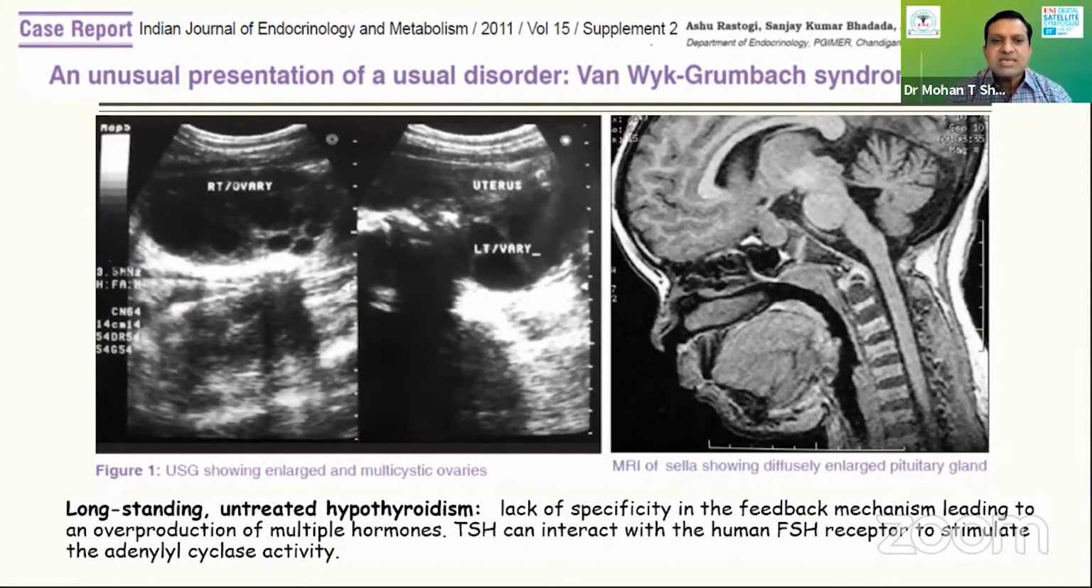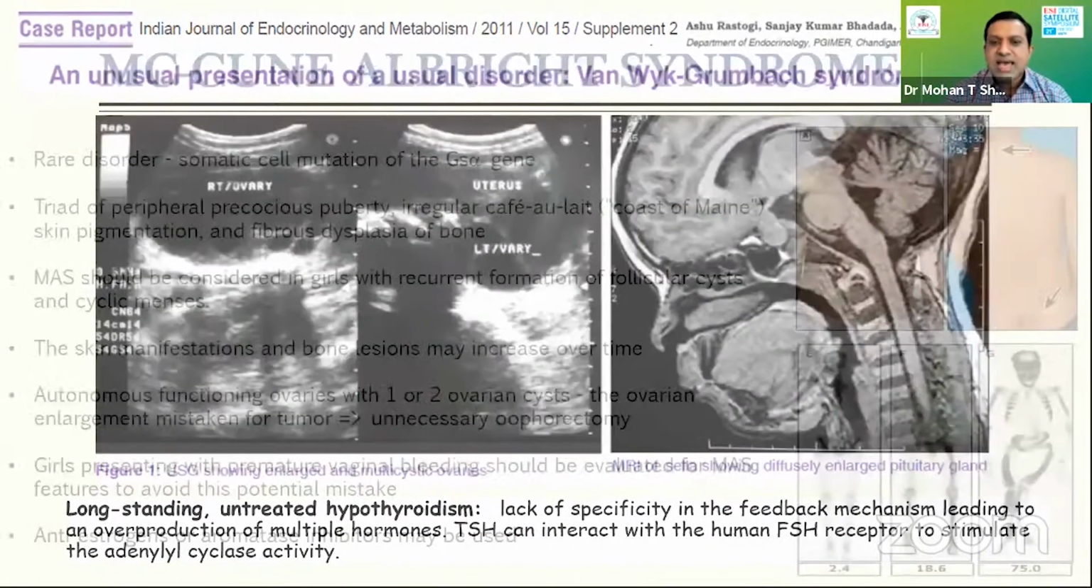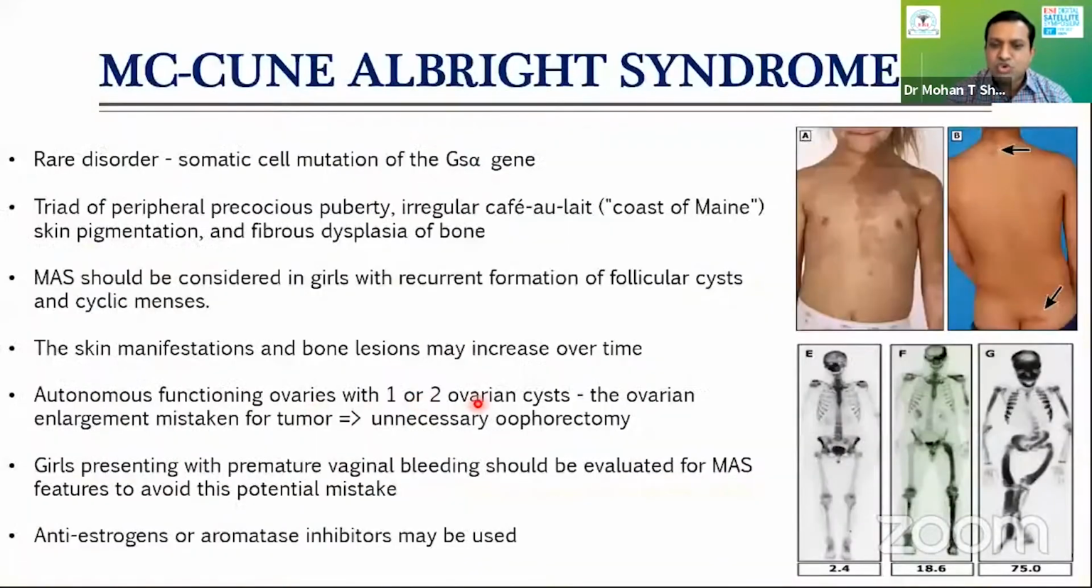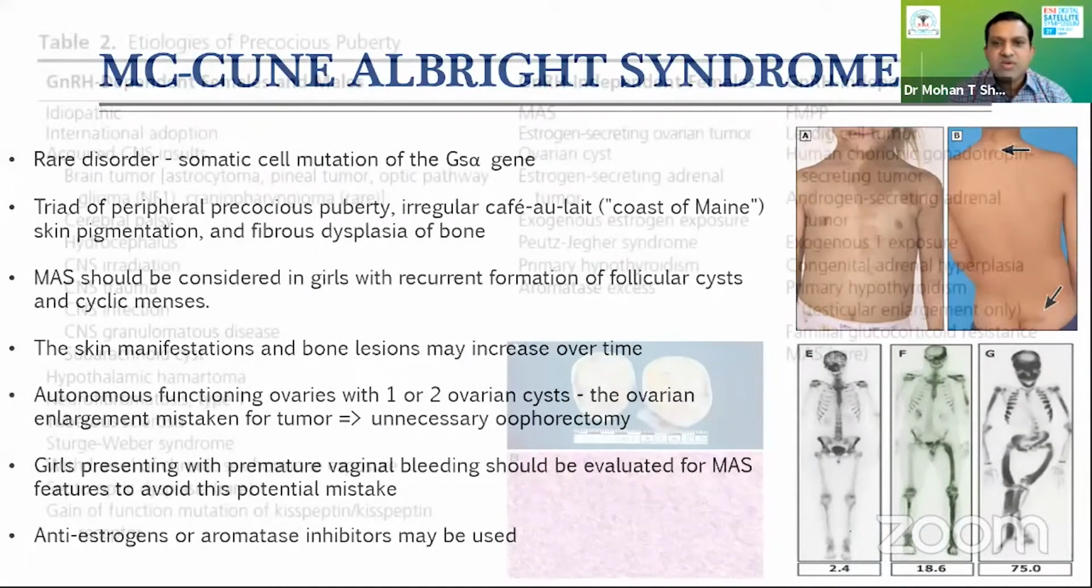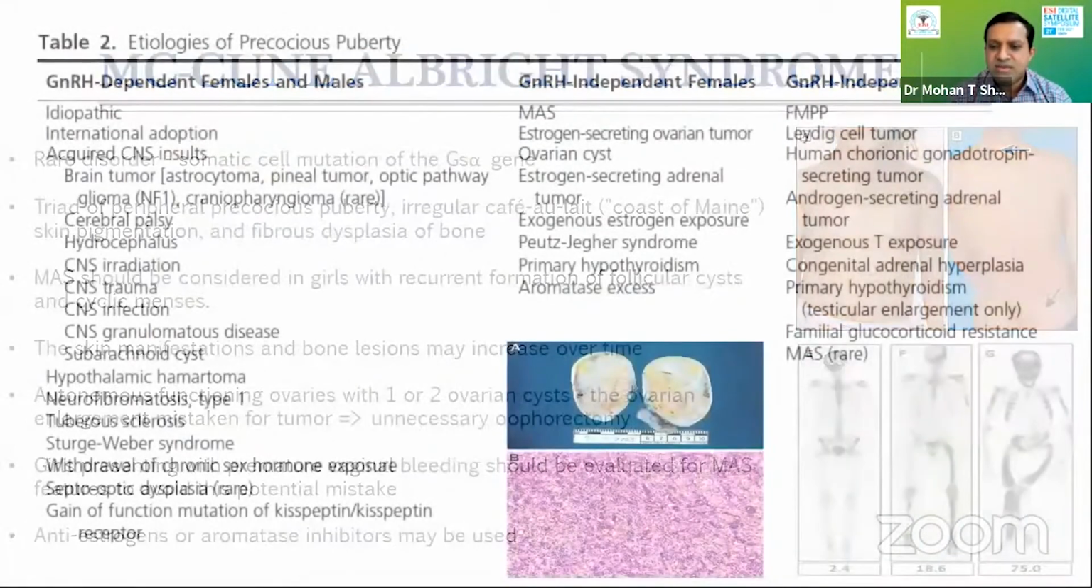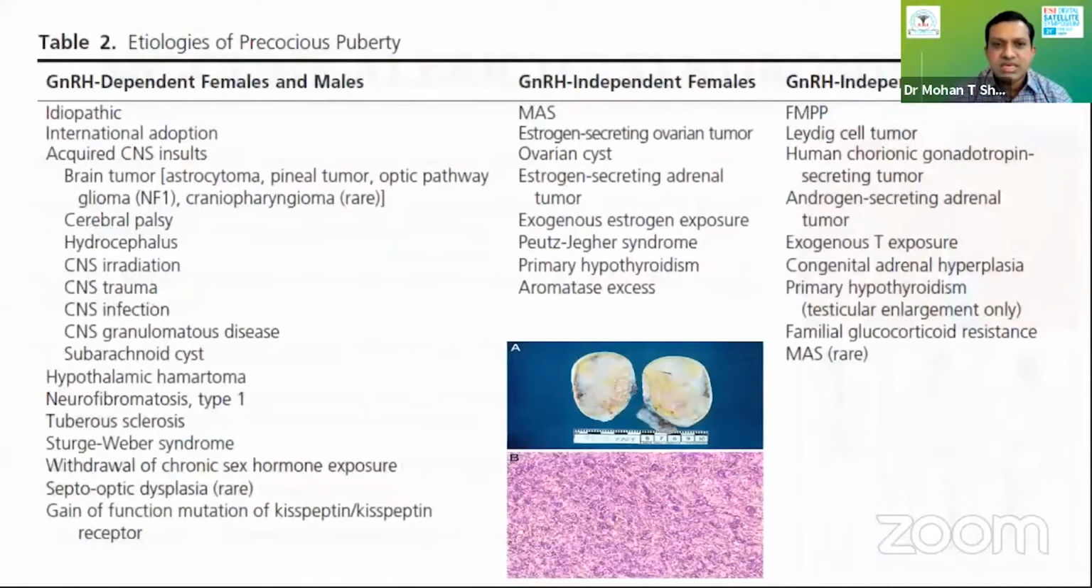McCune-Albright syndrome, to complete the list, is autonomous functioning ovaries, and ovarian cysts can be mistaken for tumors and lead to unnecessary oophorectomy. It requires treatment with anti-estrogens or aromatase inhibitors. The triad is peripheral precocious puberty, irregular café-au-lait macules with skin pigmentation, and fibrous dysplasia of bone. You should always consider it in the differential diagnosis when patients have recurrent follicular cyst formation. This is the summary of all the conditions I have mentioned. Just to show you, ovarian tumor resection can itself be a cure for the independent females.